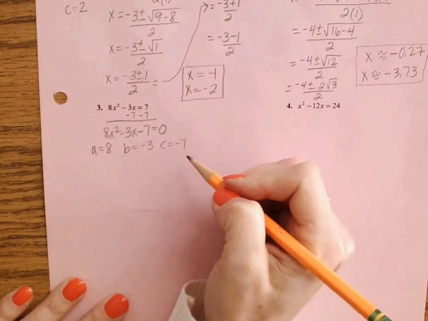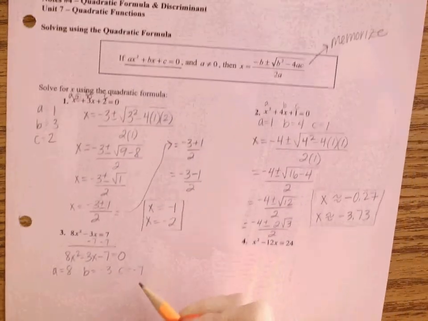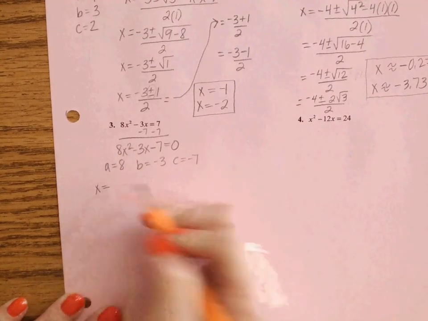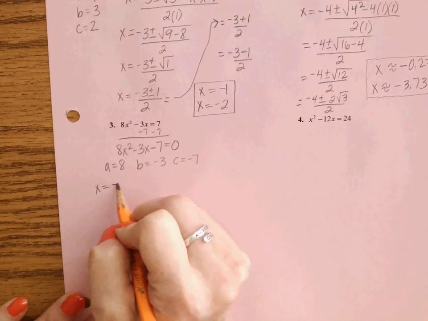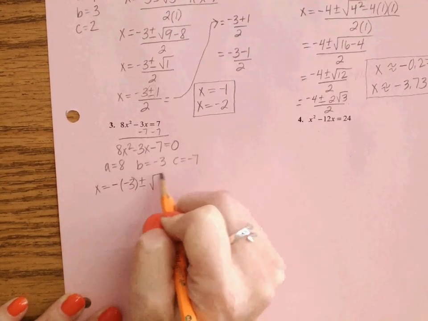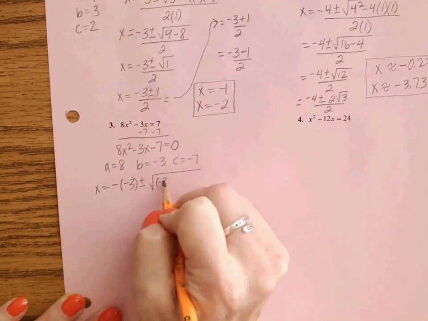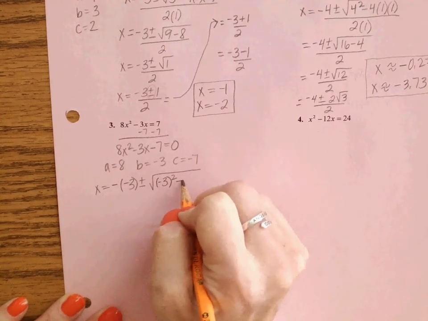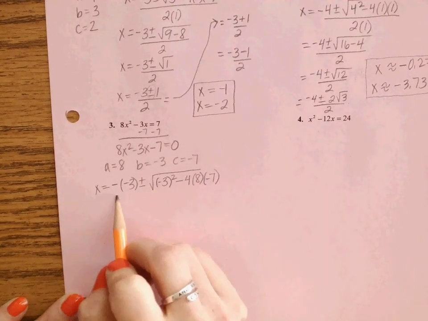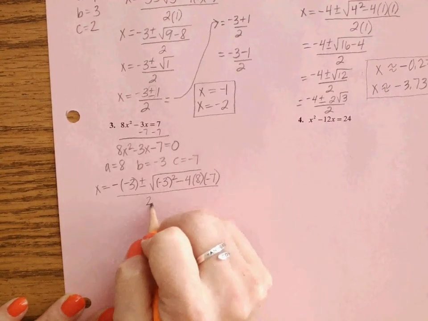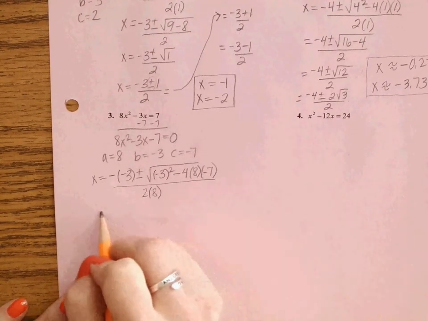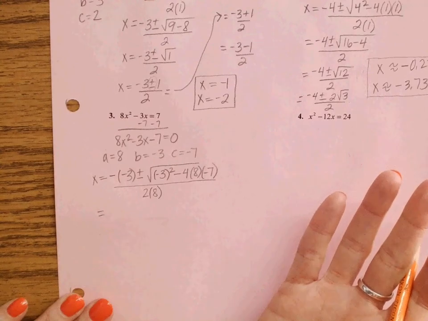Now that I know what all of my variables mean, I'm going to use my formula, okay, and make my substitutions. I'm going to start with x equals negative, and now I have a negative 3 plus or minus the square root of negative 3 quantity squared minus 4 times 8 times negative 7. Notice what I'm doing now that I'm dealing with negatives. Include those parentheses. This is where often little mistakes occur, which will end up getting your whole problem wrong.